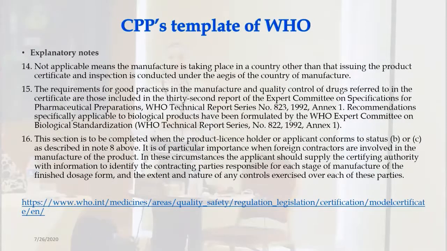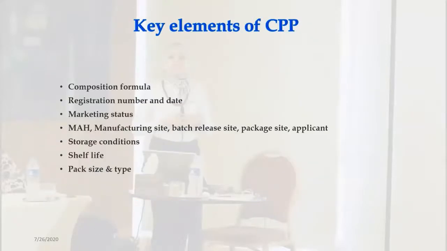For the CPP template of WHO, the template is available at this link on the WHO website. You can refer to this link to see the standard WHO template, which is approved by all global health authorities. In some cases, if the health authority modifies the template, we shall focus on some elements to be sure that they already exist in the CPP template.